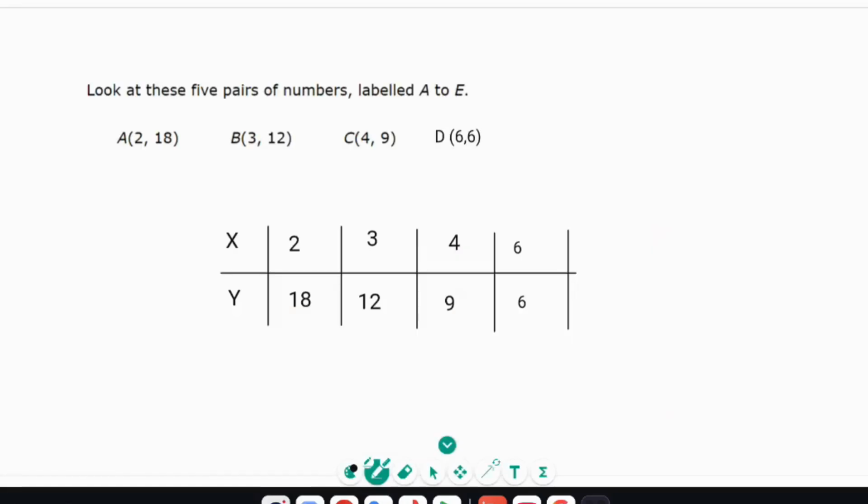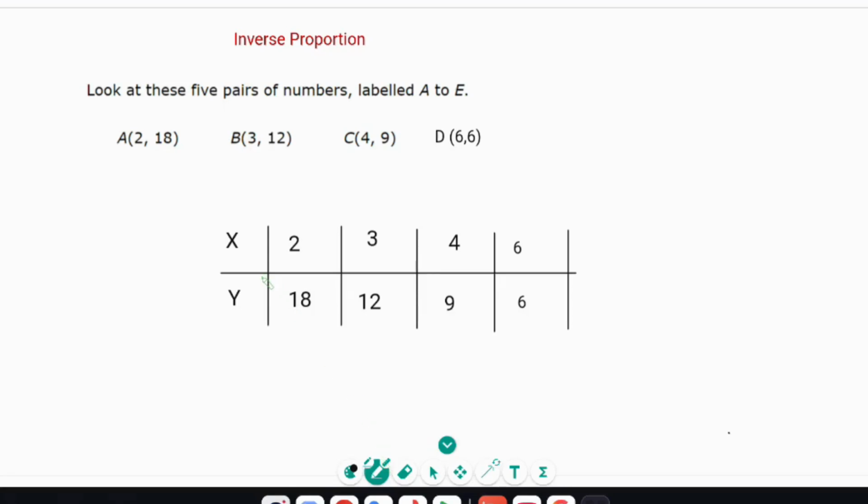Okay, that's direct proportion. We're now going to look at inverse proportion. So look at these 5 pairs of numbers labelled A to E. So these represent coordinates, x and y coordinates. I put them in a little table because it might help you see the relationship more easily.